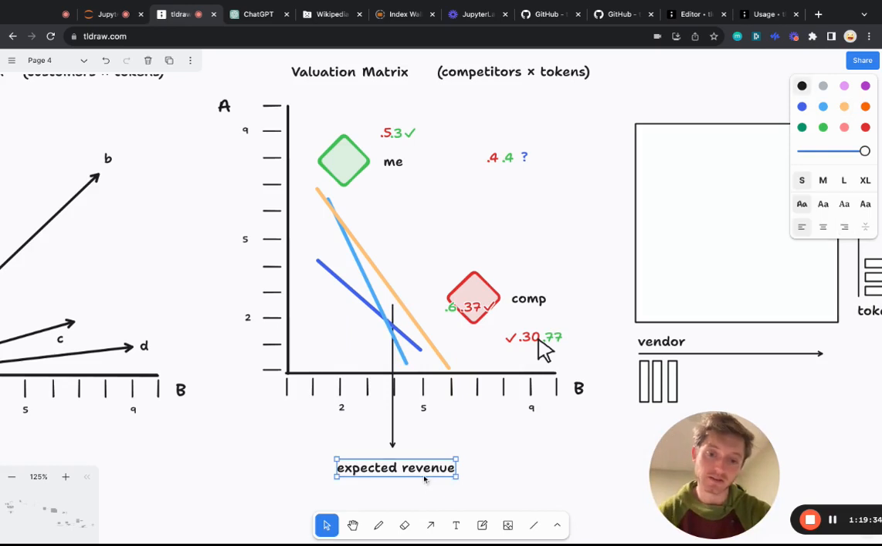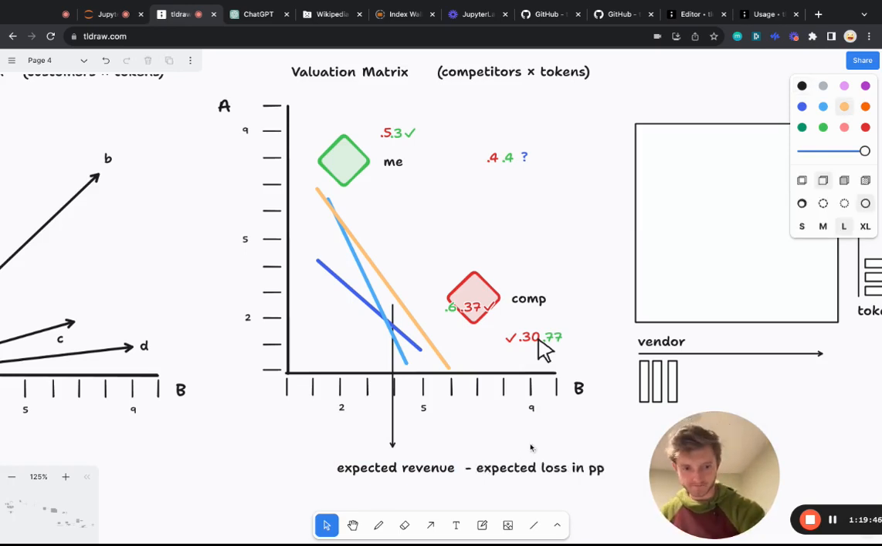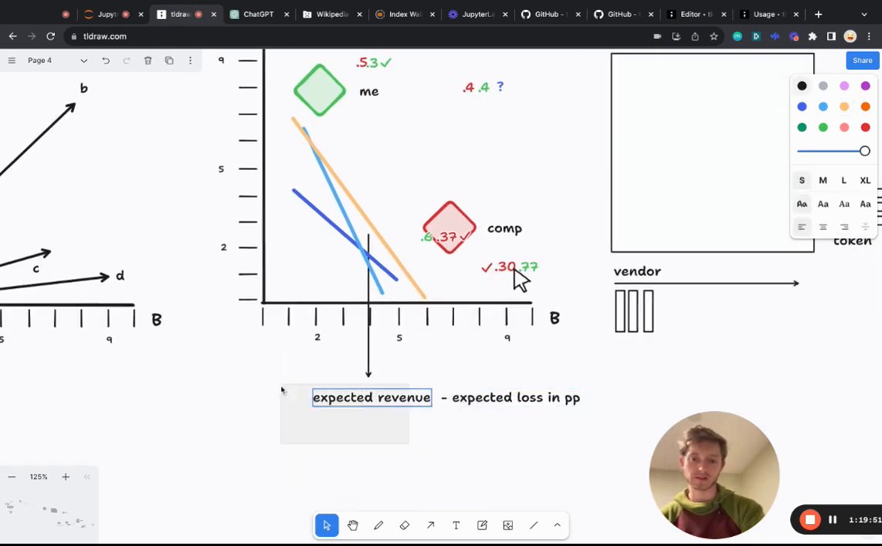Yeah, and then you could just do minus the expected loss in purchasing power. And I suppose later on you might do some probabilistic expected revenue instead of just this naive expected revenue. So let's actually notate that. Cool. Well, I think that's some progress.